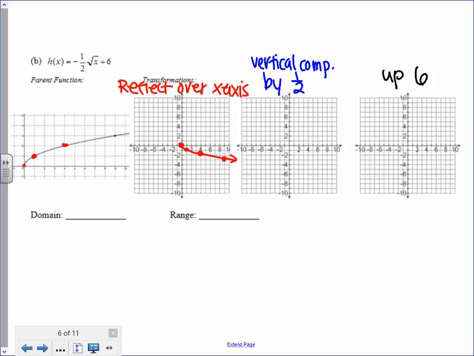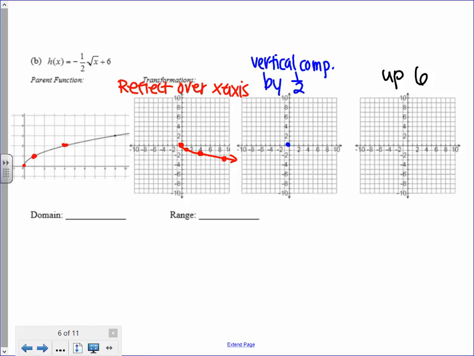Now, I want you to be careful with the next one, the vertical compression by 1/2, because you're going to be multiplying the y values by 1/2. So they're going to be getting smaller. So it's actually going to kind of smush this graph and make it a little bit flatter. Okay? 0, 0. Will that change when I multiply by 1/2? No. Nope. So that stays the same.